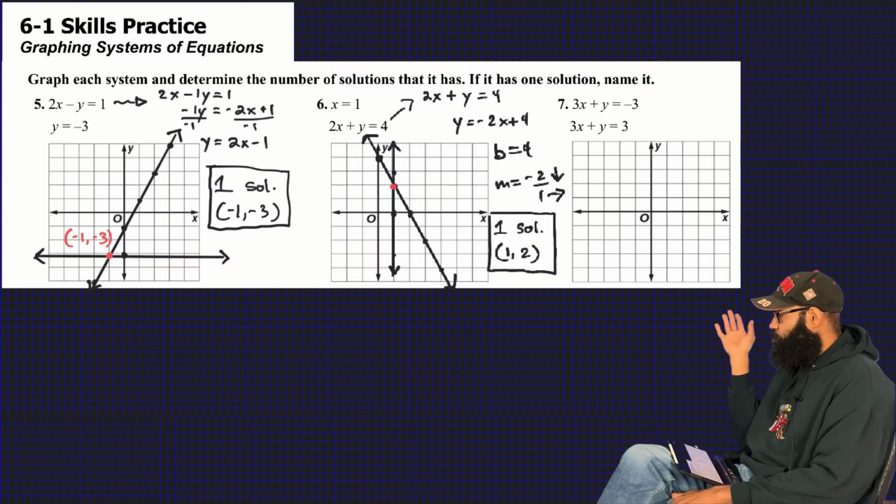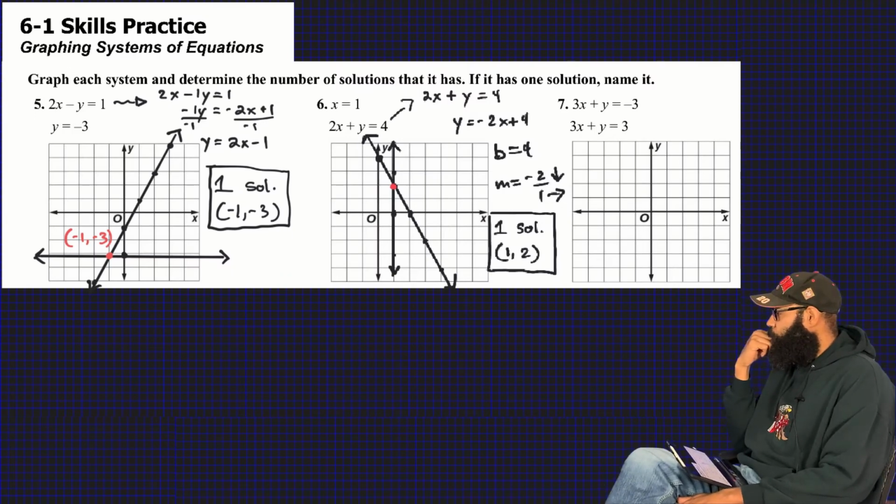And again, guys, make sure you recognize where your solution is and go ahead and mark that solution. And I didn't write it out in red, but you guys got to get it.